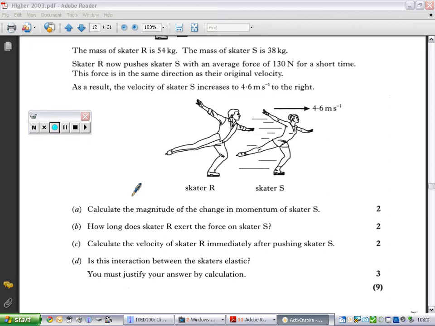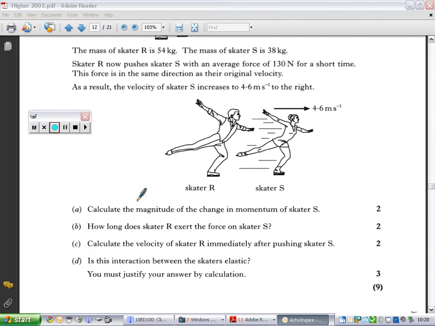So it's going to be 54 plus 38 times 2.2 to start with. And then it's going to be the separate masses and velocities. So you're going to have two of these after. That's going to be the mass and velocity of one skater, and that's the mass and velocity of the other skater. You must take them separately. If this is for skater R, you're looking for this velocity in here. So you just rearrange to get that one. You should be able to do that.